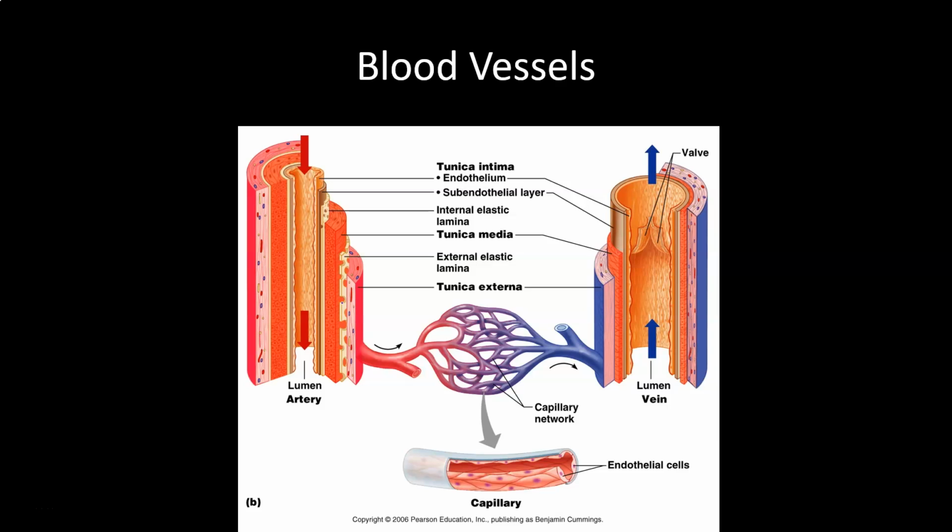Especially on the arterial side, we have really high pressure there. And that high pressure can make the arteries expand like a balloon, so we need them to be elastic so they can expand. The veins don't have quite as much of that tissue on their side, especially the smooth muscle, they don't have as much.